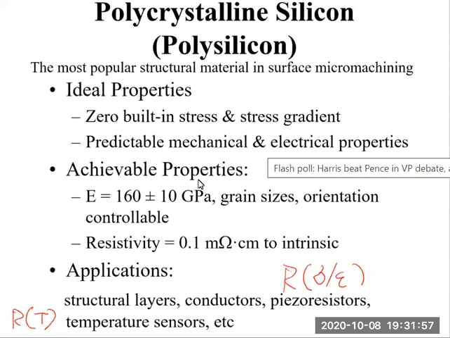Okay, so let's continue our discussion of polysilicon thin film. Polysilicon thin film is the most popular structural material in surface micromachining. It can be used as the structural layer, conductor, piezoresistor, and temperature sensor. So polysilicon has many important applications in surface micromachining and also in the broader MEMS field.